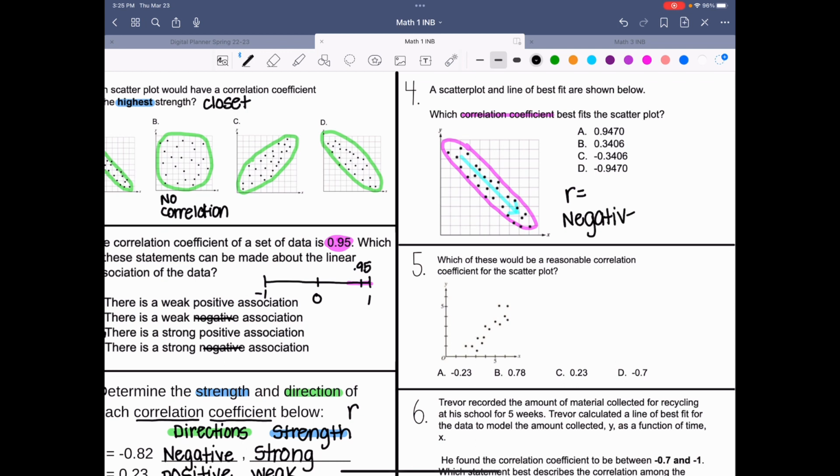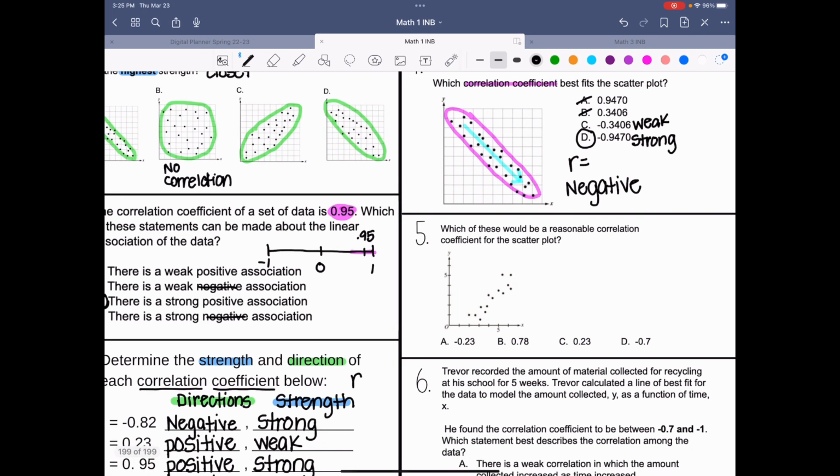So if I need a negative R, that means I can get rid of A and B. So C is negative 0.34, that's weak. And then D is negative 0.94, that's going to be strong. So I would consider this more strong because it's more clustered together, making my correct answer D.